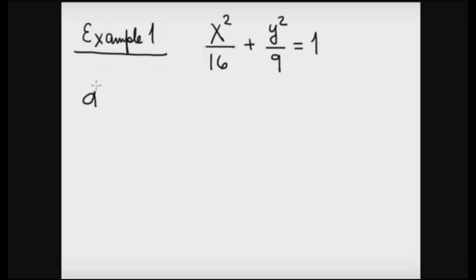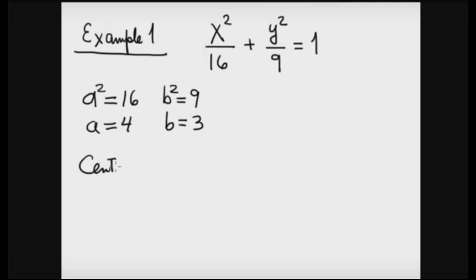Okay, let's see one example, easy. x squared over 16 plus y squared over 9 equals 1. You recognize a squared is 16 because it's the bigger, b squared is 9, therefore a is 4 and b is 3. The center of this ellipse is located at the origin, 0, 0.